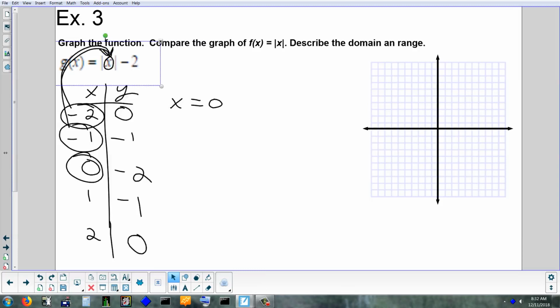Okay. Now, what do I do with all those points? You graph them. -2, 0. All right, I got it. -1, -1.